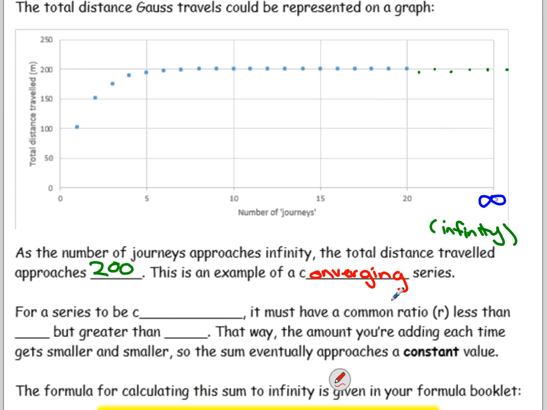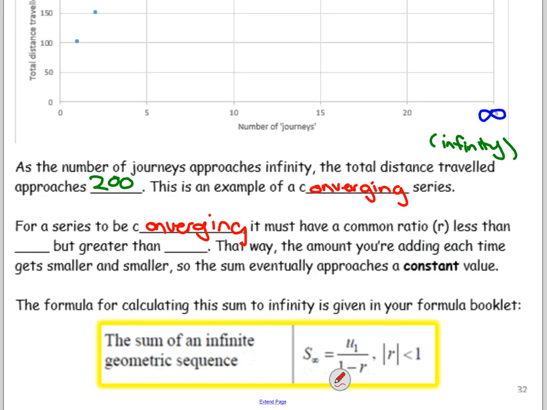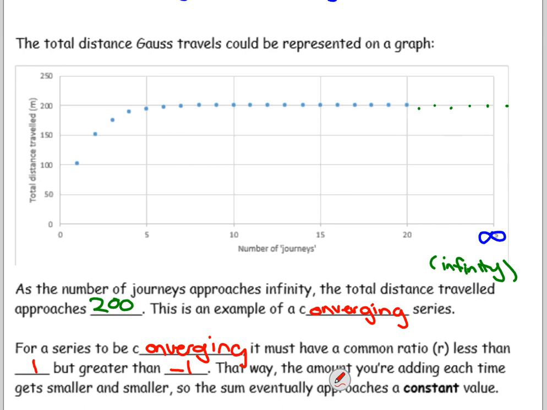For a series to be converging, it must have a common ratio less than 1, but greater than 0, and you can see, greater than -1. So basically the common ratio has to be a value between -1 and 1 for the series to converge. So for the sum to converge and become a constant value, the common ratio has to be a decimal number, between 1 and -1. If it was a number greater than 1, it's going to be increasing like that instead.